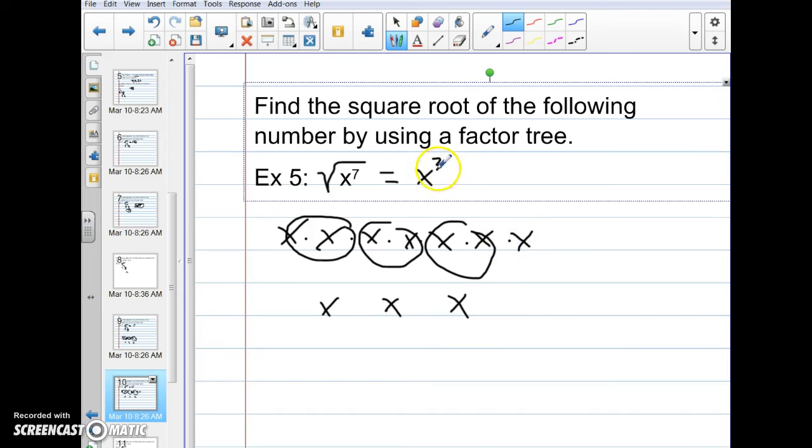Now, I have this one left alone inside. So I'm going to have x to the power of 3 square root x. The one that's by itself, anything that's left, gets left inside. All the pairs, one thing goes outside.